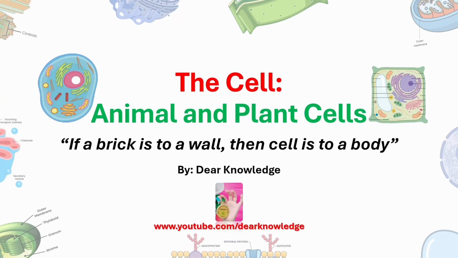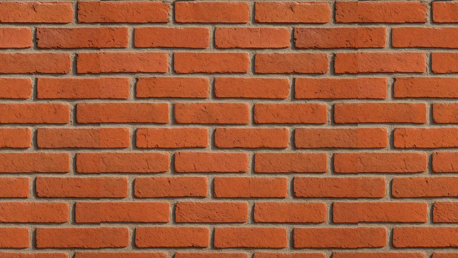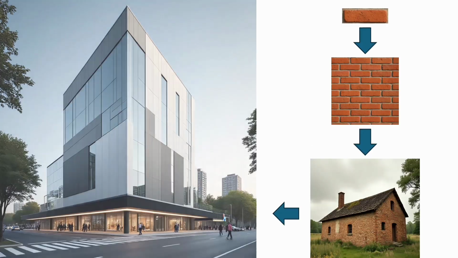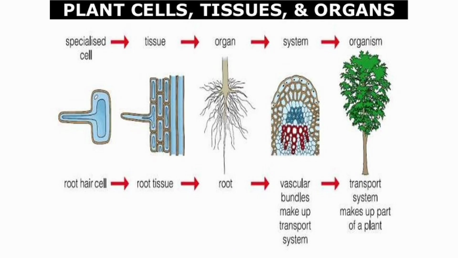Today we're going to learn about the cell, in which we're going to learn about the animal and plant cell and their organelles. So if a brick is to a wall, then a cell is to a body. Let's start it this way. If a brick is to a wall and a wall is to a house and a house is to a building, then a cell is to a tissue, and a tissue is to an organ, and an organ to an organism. So this is also called the level of organization.